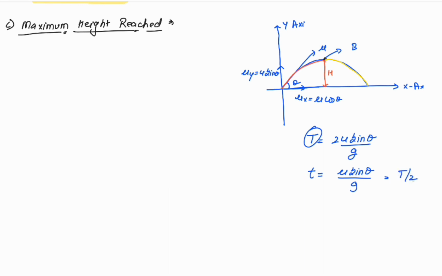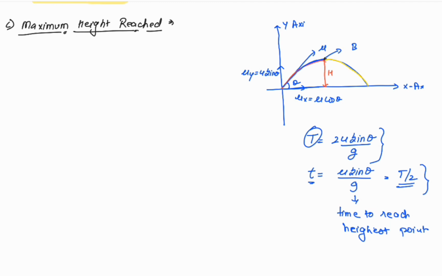This is equal to half of this time. It means if the projectile was in air for that much time, at small t equal to capital T by 2, it means half of the flight time it has taken to cover this red colored line to reach the highest point. It is the time to reach the highest point.